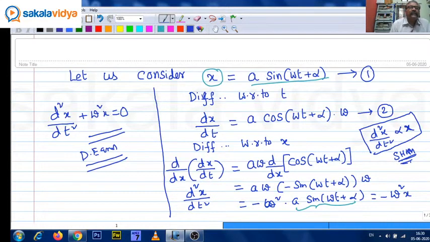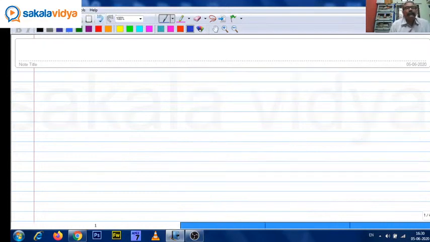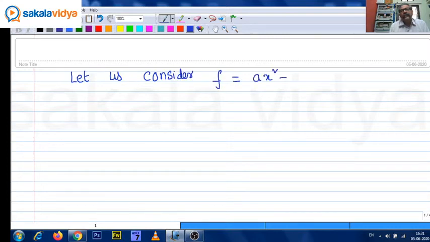So now let us consider one more example. Let us consider some f is equal to, I write like this, ax square plus by square. Say equation 1.